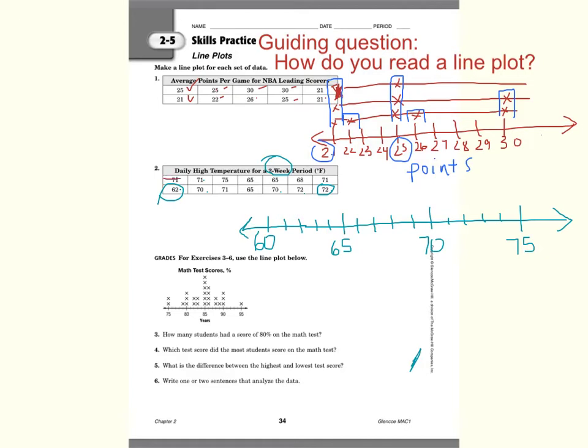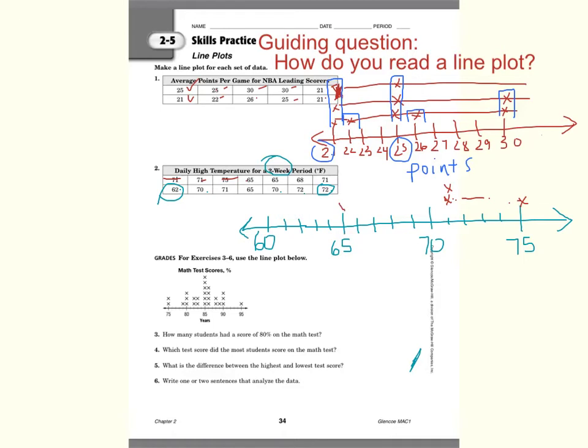So there's 71. Remember, I want my X's to line up. There's another 71. 75. I want it to kind of be on the same row as this X over here. Okay.